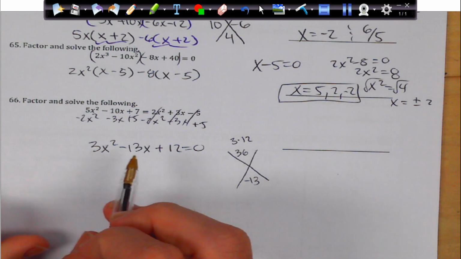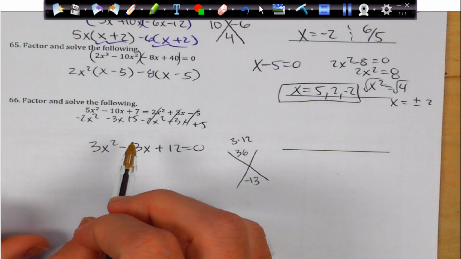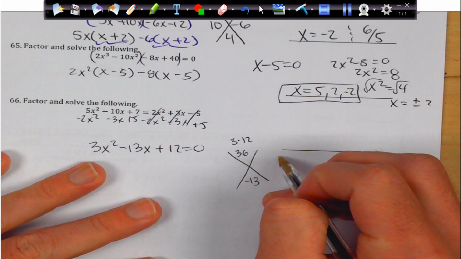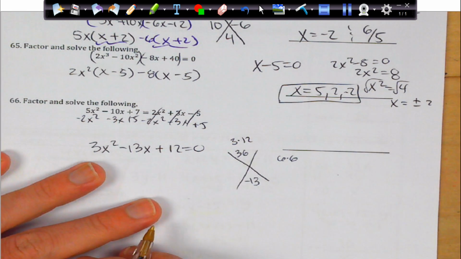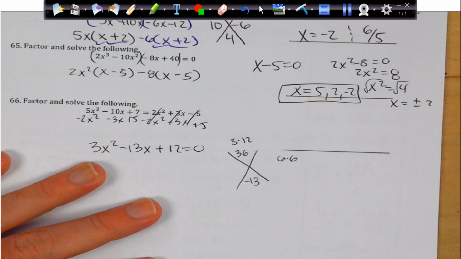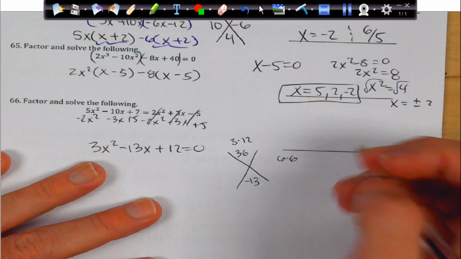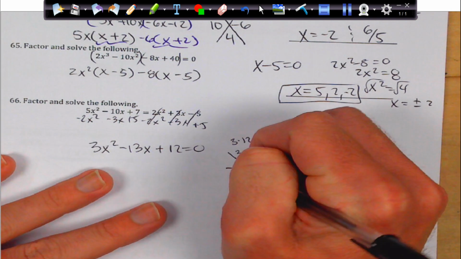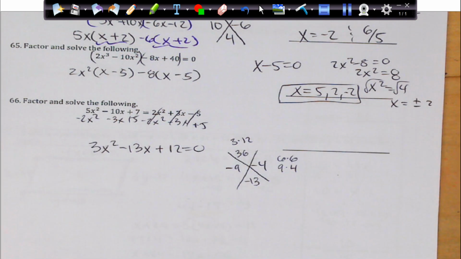So let's just double check that I did that right. Yep, okay. So start thinking of our factors, looking at 6 and 6. I don't think that would work. So let's try maybe 9 and 4. 9 and 4 together does make 13, so I'm thinking that's our guy. Both of them are going to be negative, so we're going to split that middle term.